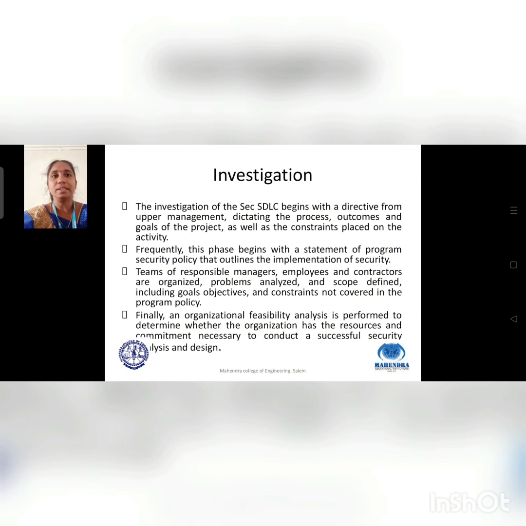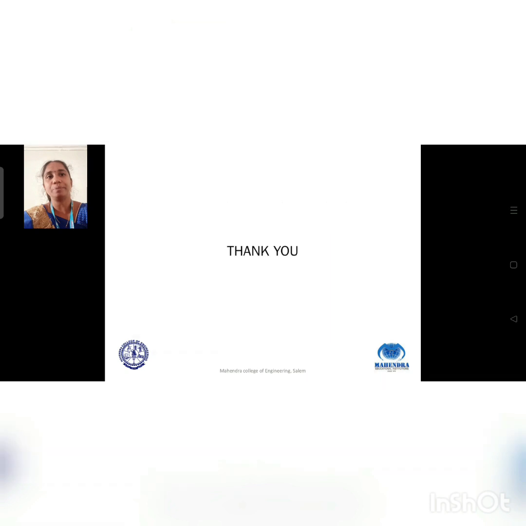Investigation means the beginning of the SDLC, the software development life cycle. Finally, an organizational feasibility analysis is performed to determine whether the organization has the resources and commitment necessary to conduct a successful security analysis and design.